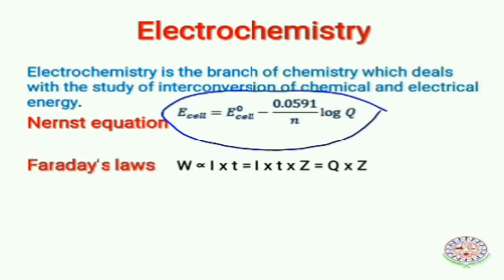Faraday's laws. We'll be solving some numericals on Faraday's laws. Weight deposited or weight liberated is proportional to current into time. Remember, this is Faraday's first law. So that's equal to I into t into Z. That proportionality constant is called electrochemical equivalence. And I into t is Q. You can substitute I into t as Q, and Q into Z gives the weight deposited.